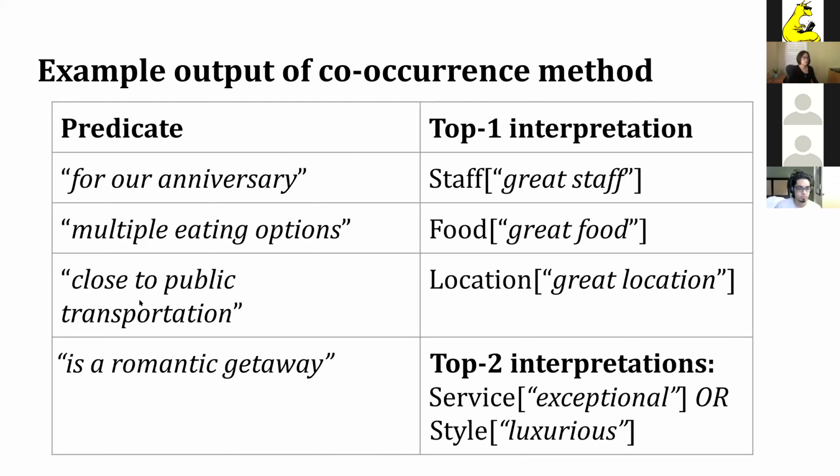So this slide here shows you some more examples of how we use the co-occurrence method. For example, you may want to look for hotels for our anniversary, and that translates to, because our schema doesn't have anything that has to do with anniversary, right? We will try to interpret it in the best way. And the top interpretation will return, this means you are looking for hotels with great staff, right? You may ask for hotels with multiple eating options, and this will translate to you're looking for hotels with great food, which is really close. You may ask for hotels close to public transportation, right? Again, we don't have a schema that directly talks about public transportation. And this will map actually to a grid location of the marker summary location, right?